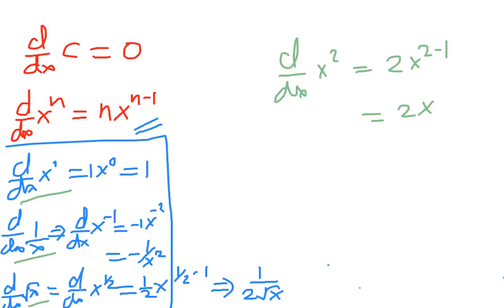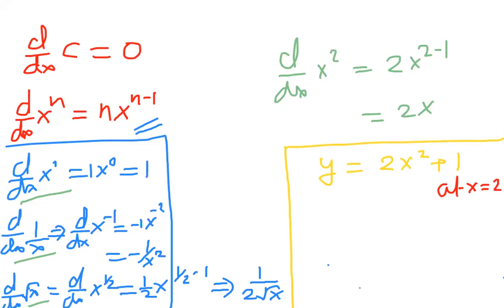Sometimes one more special case I must show you, then we are going to the next step. We have been given y is equals to 2x square plus 1. We need to find its derivative at x equals to 2. So at a particular point, we are going to find the derivative.